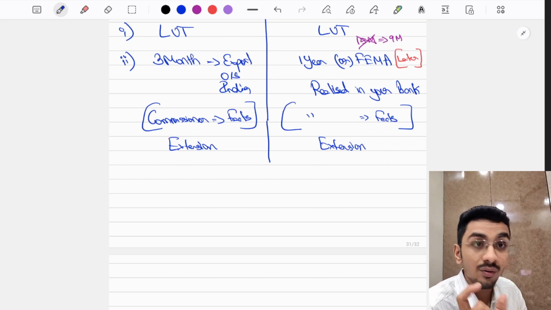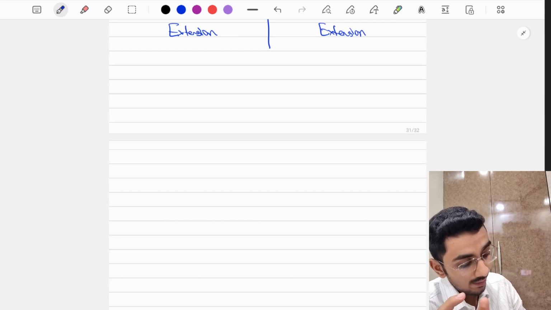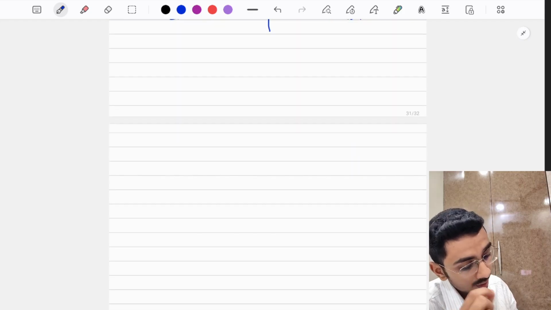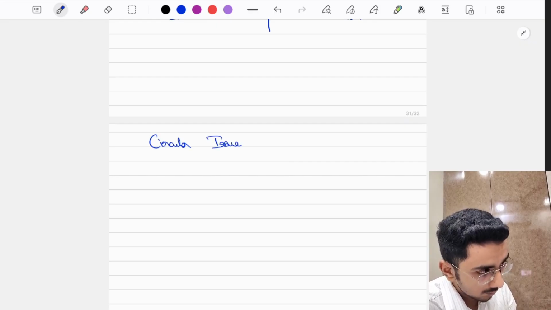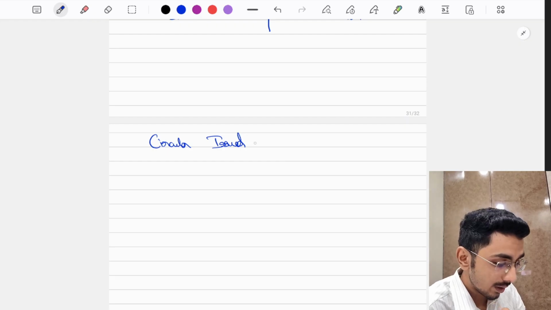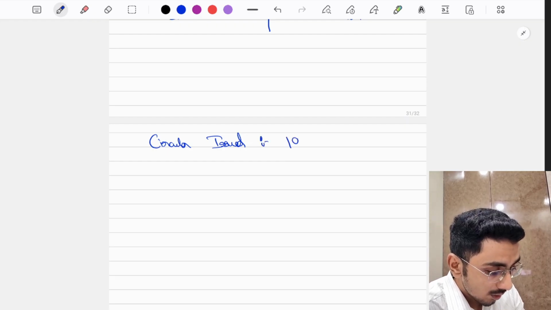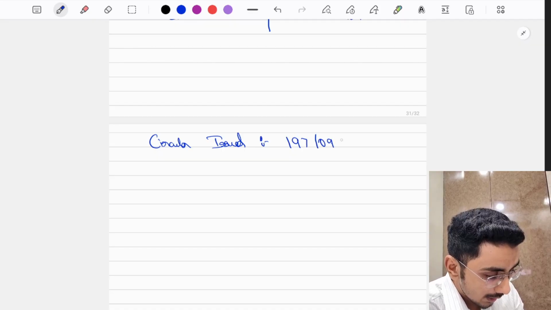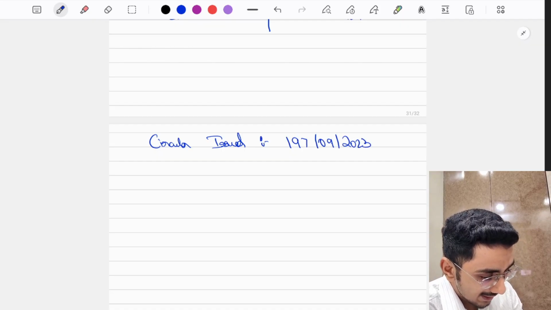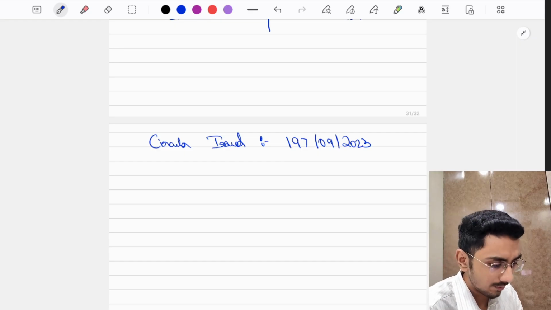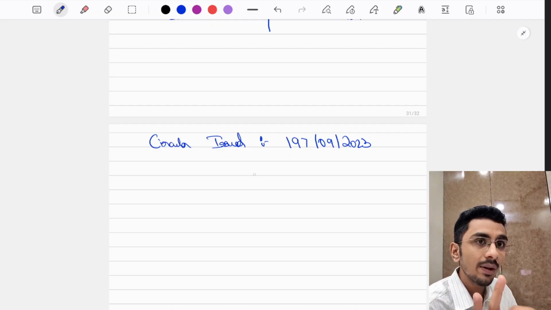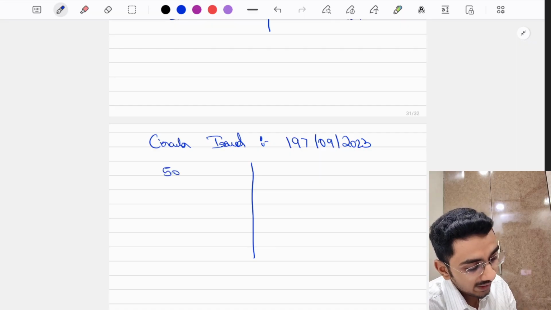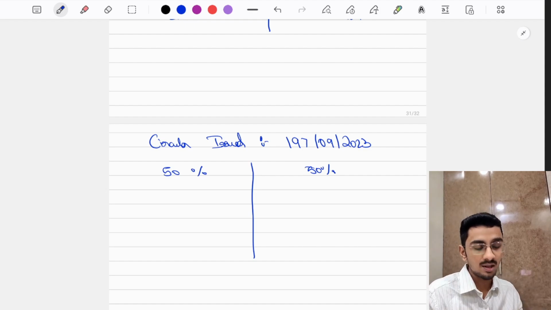Now there is a confusing part. I will come to the next page. There was a circular issued. The circular number was 197/09/2023. If you refer to this circular, it gives 50% clarity as well as confusion.